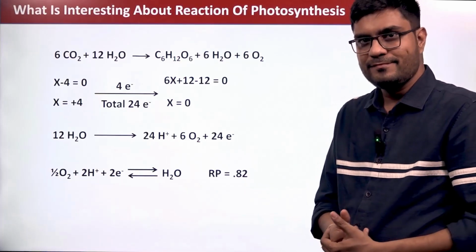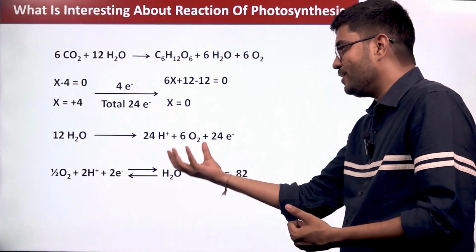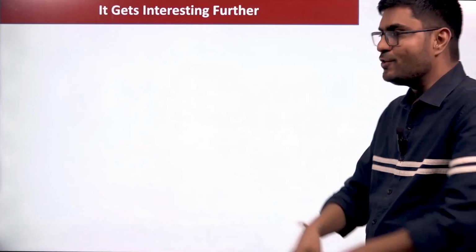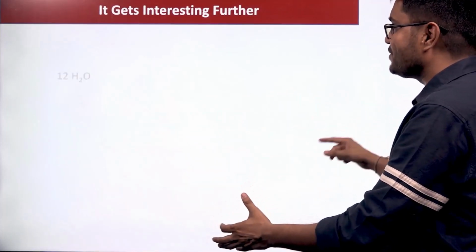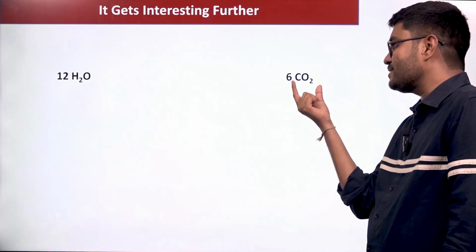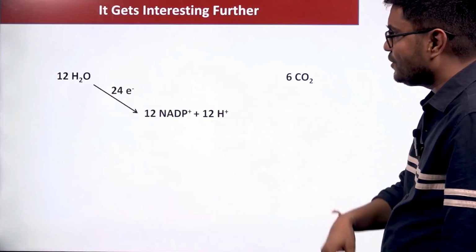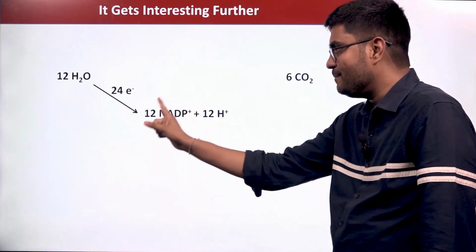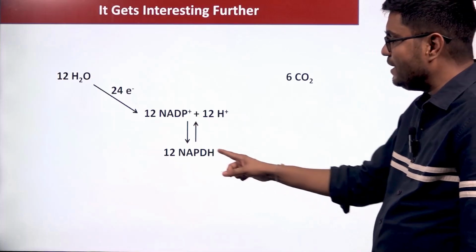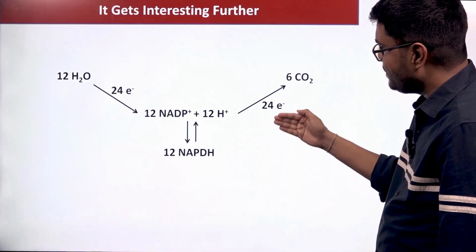So they have decided that we will create an amazing machinery, an amazing design by which they will be able to take out these 24 electrons. But interesting things are not stopping here. It gets interesting further. The whole photosynthesis is divided into two parts. From 12 water molecules, 24 electrons have to be given to 6 CO2 molecules. And this electron transfer is not direct. First, the 24 electrons are given to 12 NADP plus molecules, which will convert into 12 NADPH, that is step 1. Then these 12 NADPH will convert back into 12 NADP plus, will release 24 electrons, and those 24 electrons will be given to 6 CO2.